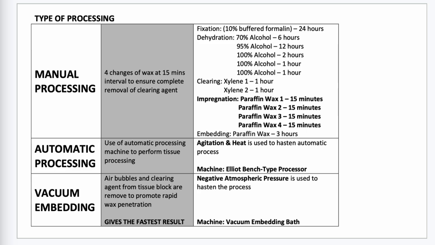Note, infiltration with overheated paraffin above 60 degrees Celsius produces shrinkage and hardens the tissue. So the paraffin oven must always be maintained at a temperature 2 to 5 degrees Celsius above the melting point of your wax.